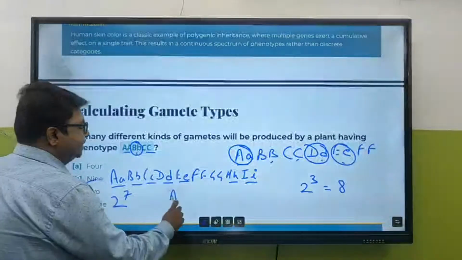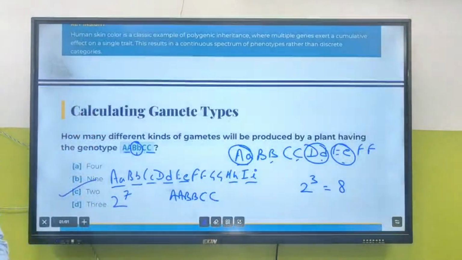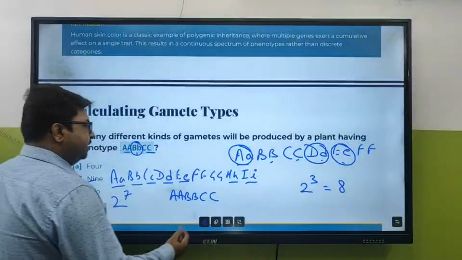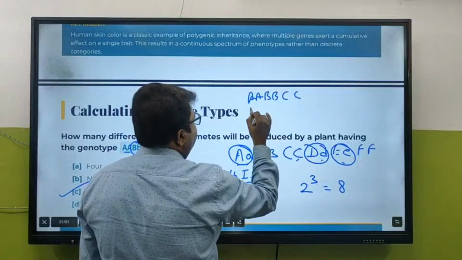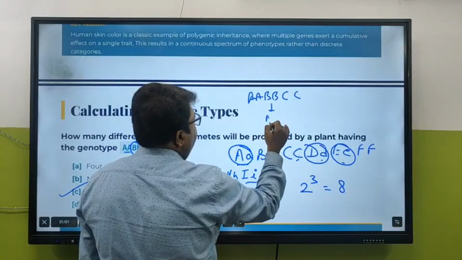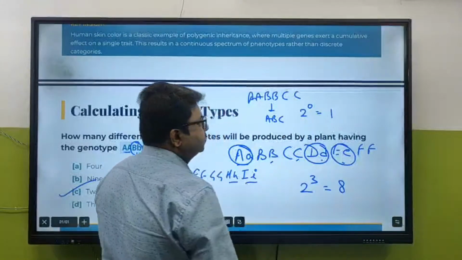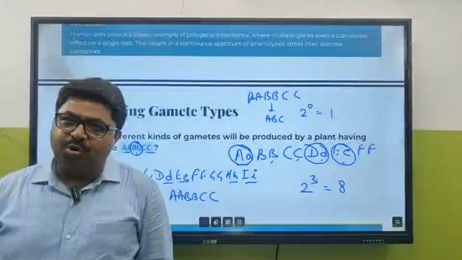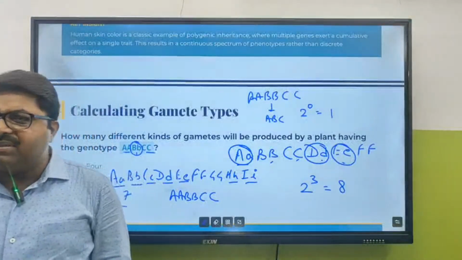If the parent is this, how many gametes from this parent? 3. Tell me the gametes. क्या होगा? क्या होगा? एक ही होगा बाबा. A, B, C. 2 to the power 0, 1. No heterozygous. Only ABC.